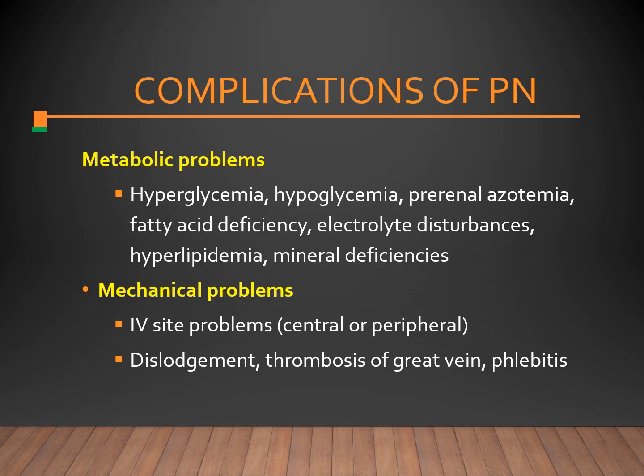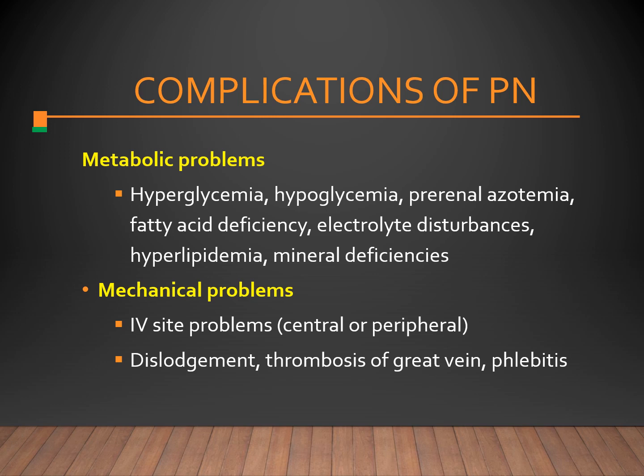Some more complications of parenteral nutrition are metabolic problems. Usually you can see some hyperglycemia, some hypoglycemia, prerenal azotemia, which is the presence of nitrogen waste products in the blood, especially urea, due to decreased blood flow to the kidneys. You can also see fatty acid deficiency, electrolyte disturbances, hyperlipidemia, mineral deficiencies, anything like that. This is usually because patients have difficulty adjusting to the amount of nutrients being infused. If they're not used to getting that kind of nutrients, their body is going to be freaked out by it and trying to adjust.